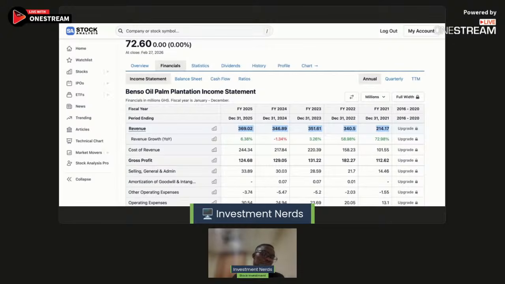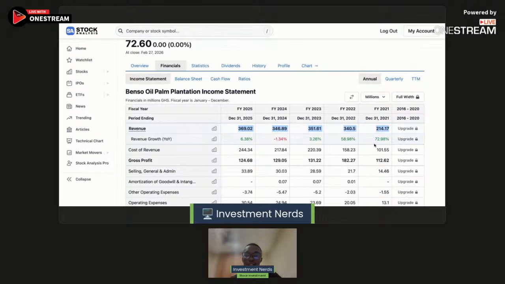Are you getting my point? You only need to go to the revenue side and look at whether the company you are investing in right now is making more revenue. That's all you need to be doing. You don't need to be doing a lot of things.